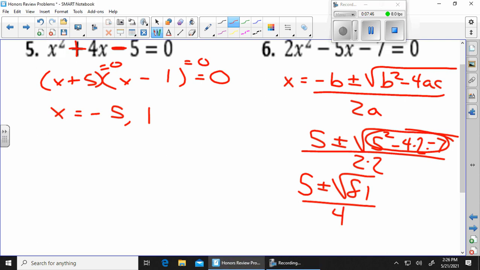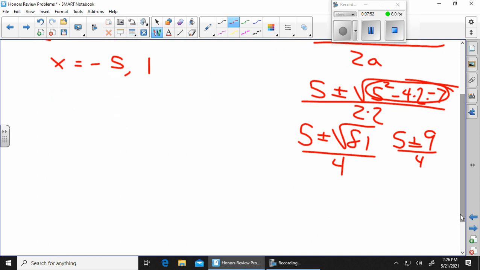Over 4. So then that's 5 plus or minus 9 over 4, which is 14 over 4, negative 4 over 4, 7 halves, negative 1.